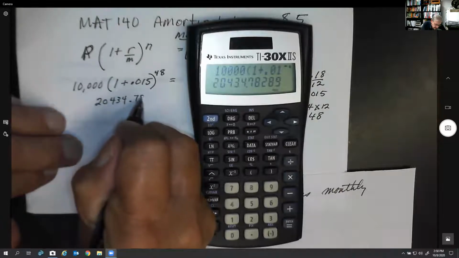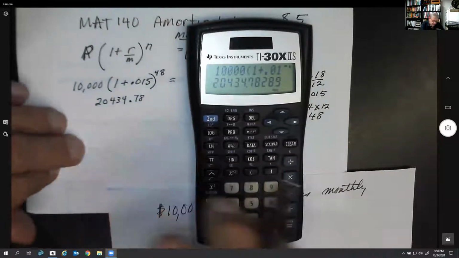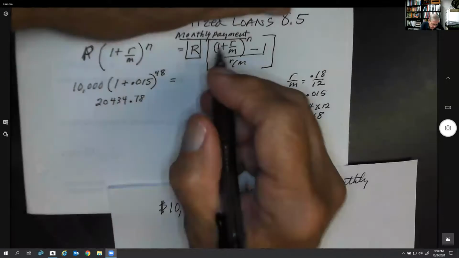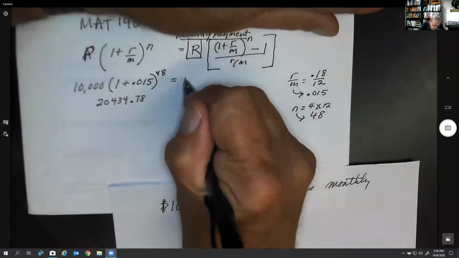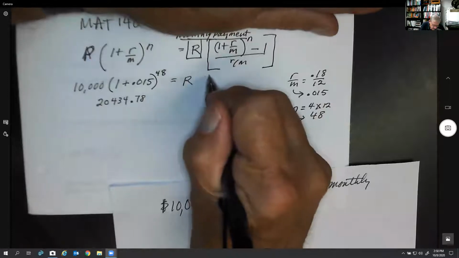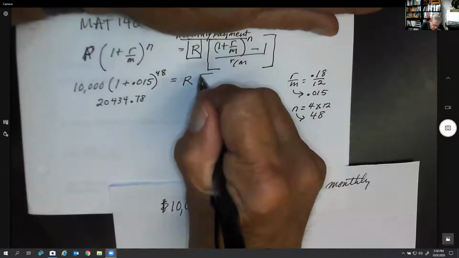20,434.78. We'll just take it to the nearest cents. Okay, so we calculated that side of the payment. Now let's do the other side. Let's put our R here. This is what we were doing last time, so this shouldn't be too much. Hopefully you were able to do this okay.